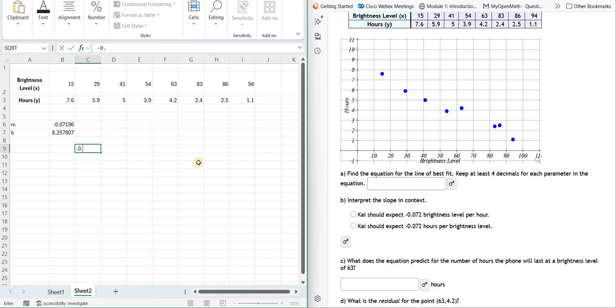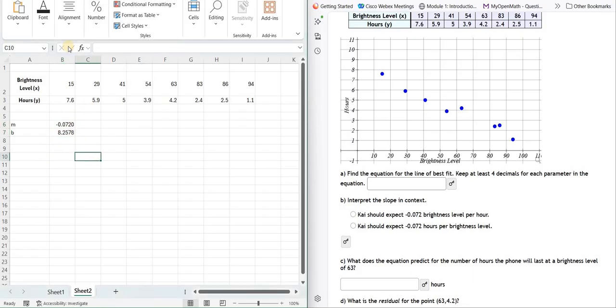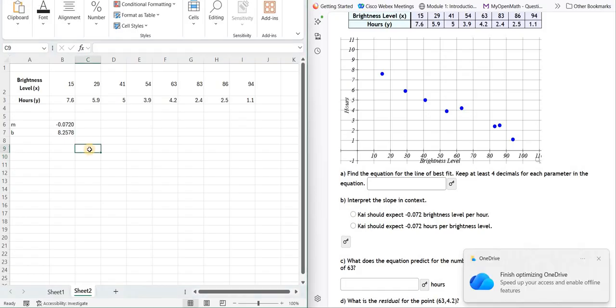negative 0 point, and it says here round to 4 decimals. So I'm just going to round this to 4 decimals, round those two. Let me just remove this one and then select the two values at once, and then I'm going to round them to 4 decimals, which is going to look like that. So my answer will look something like this. I'm going to type it here.